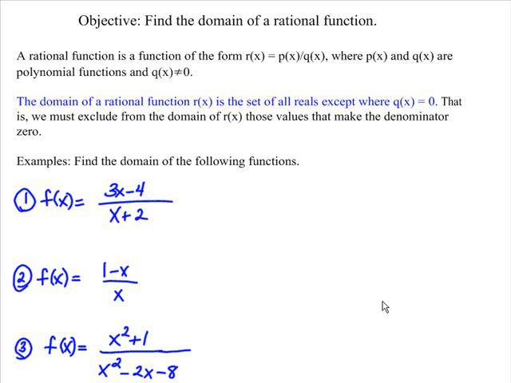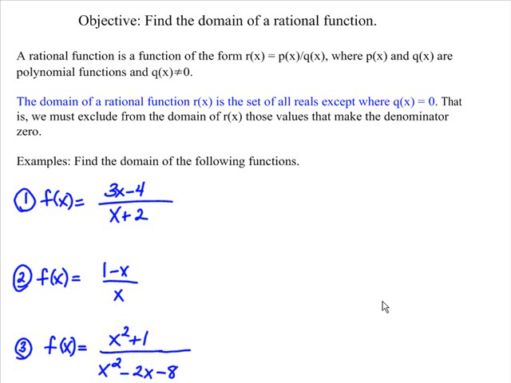Let's take a look at how to find the domain of a rational function. So we talked about the functions 1 over x and 1 over x squared. The only value those exclude from the domain is the value x equals 0. Well, now we're going to get into just general rational functions and how to find their domain.